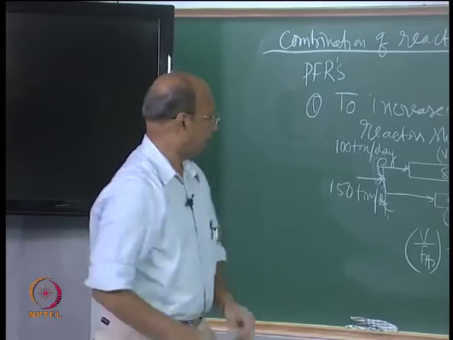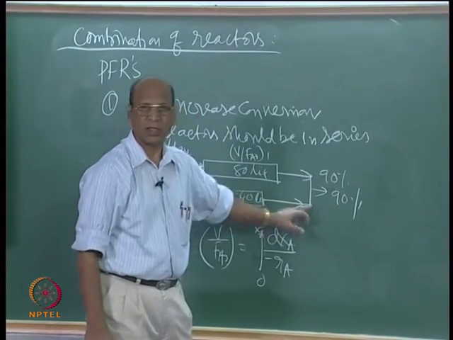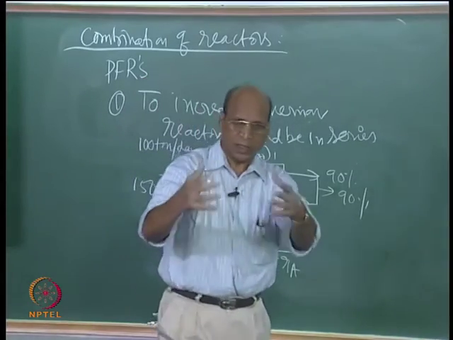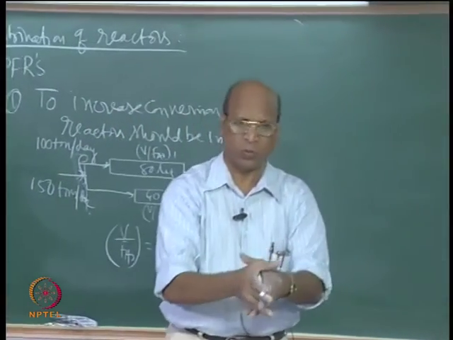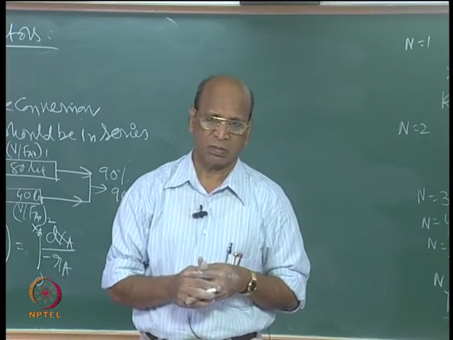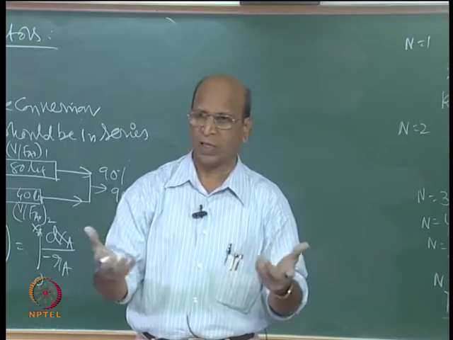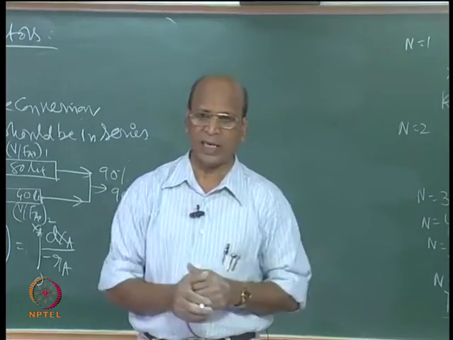Why are we maintaining the same conversion in two reactors? Let us say this one is 90% conversion and this one is 70% conversion. What will happen? I have to sell the product by mixing those two, right? What will be the average conversion? It depends on the weighted average, so it may be between 70 and 90.